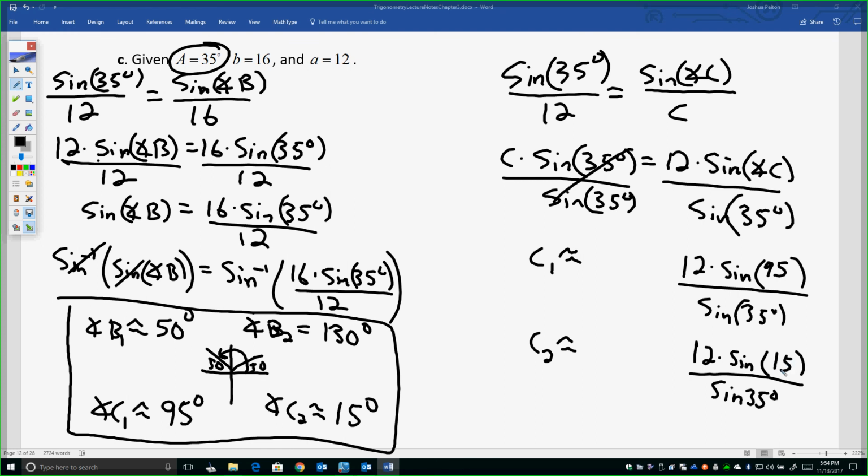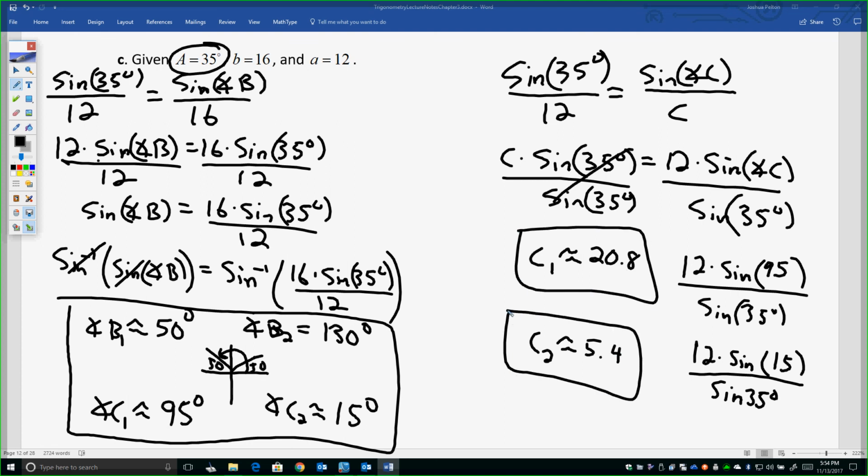As a result, for the first one, you're going to get about 20.8, and the second one, you're going to get about 5.4, which makes sense because the larger angle should give you the larger side, and so forth. And that is the end of part 2.